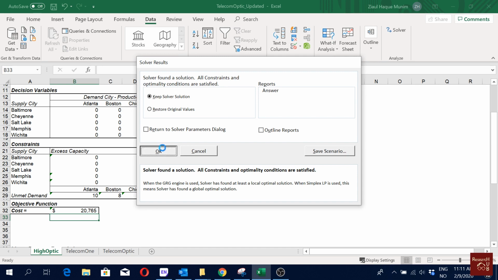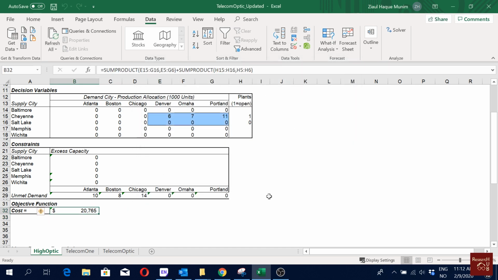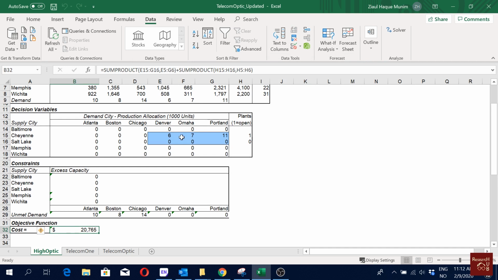And we actually found a solution. And this is our solution, the total cost. We should have only one of them open. And this is our demand. So we should have only this location open and serve 6 million from here to Denver, 7 million to Omaha, and 11 million to Portland. So that's how we should design our supply chain in this case. We see that all our demand are met. We see that we don't have any excess capacity, so we use all the capacity, and this is our cost.